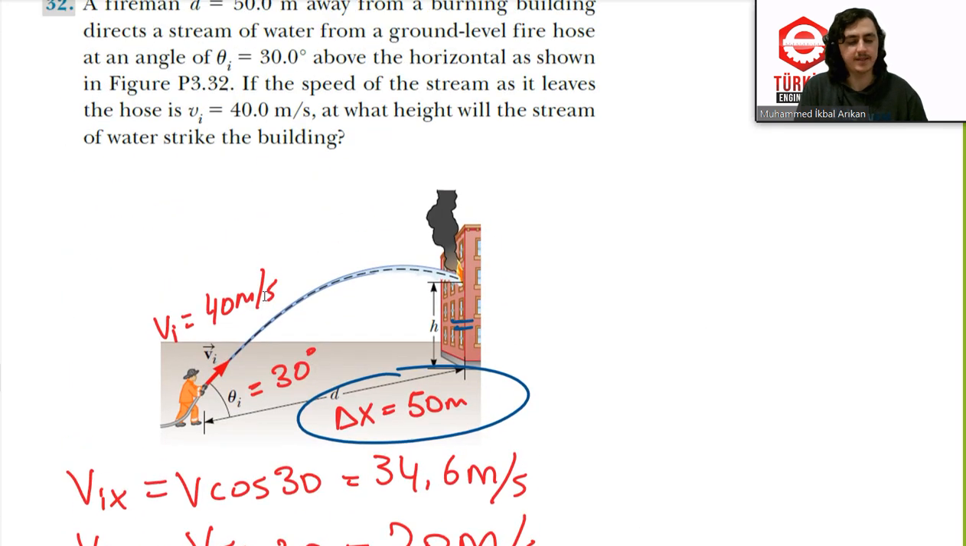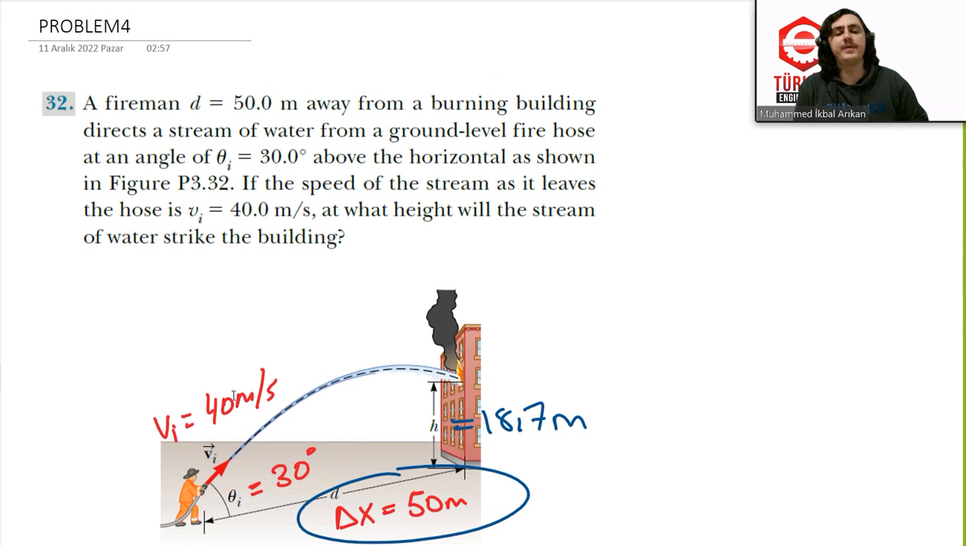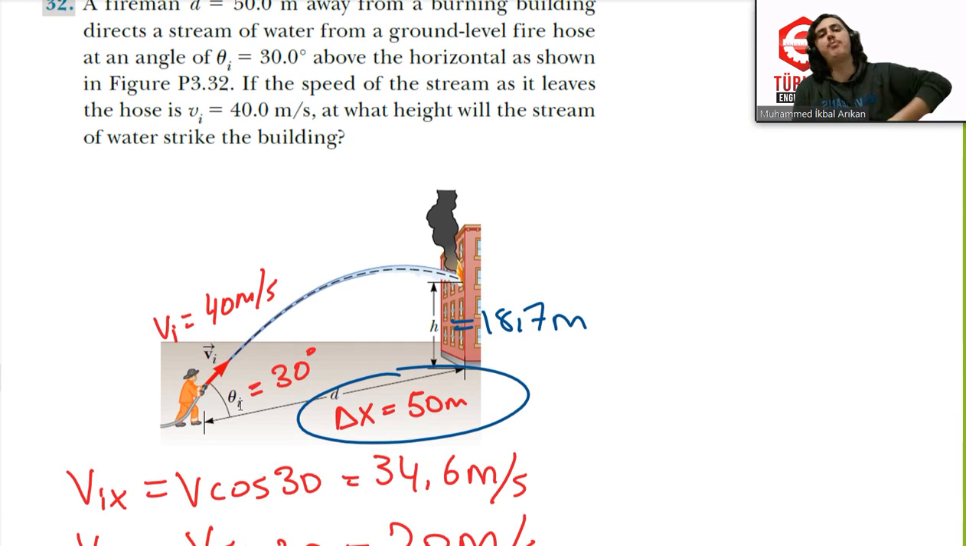As you see, I calculated the h, which is the height of the building, and it will be equal to 18.7. But in the previous question, I got a negative value for the delta y, but here I'm getting a positive value. So what's the reason? As you see here, I started from an initial point on the ground, and I moved up. So my final point is higher than the initial point. So I can say that our displacement is upward, so the sign will be positive.